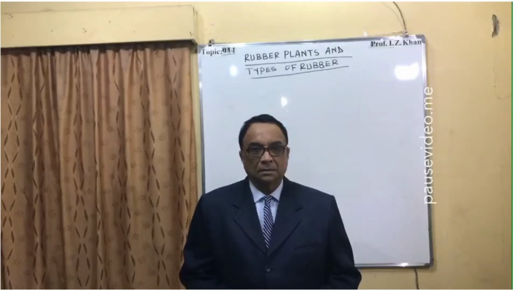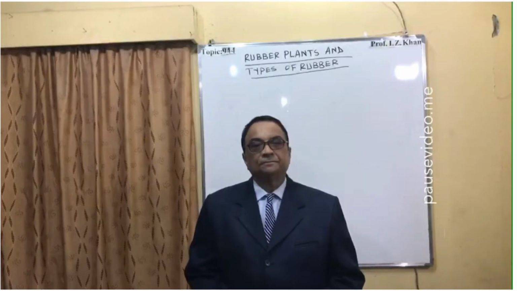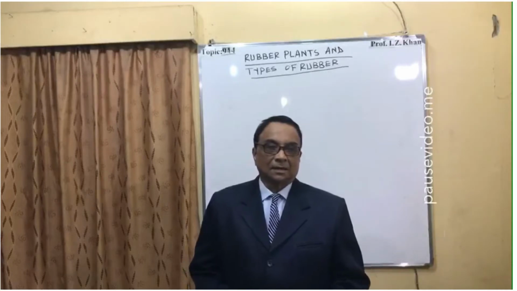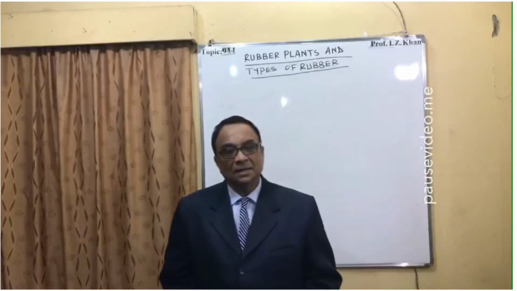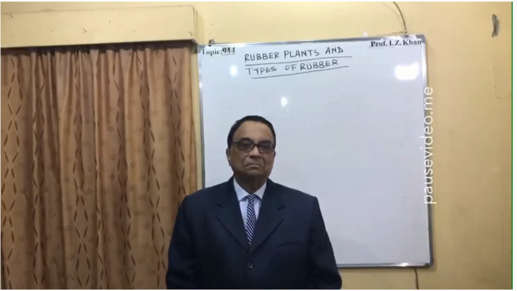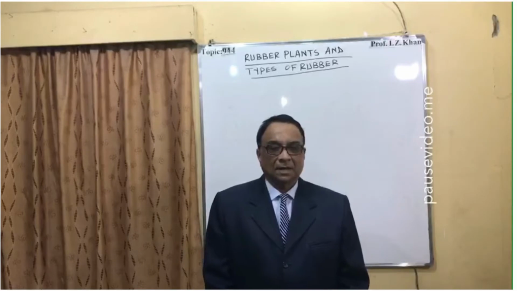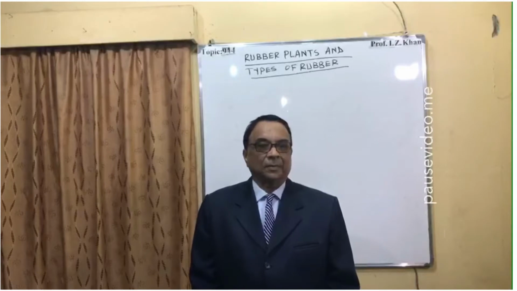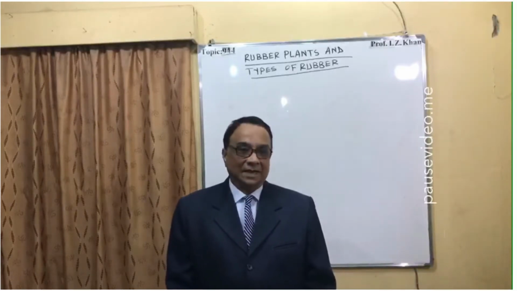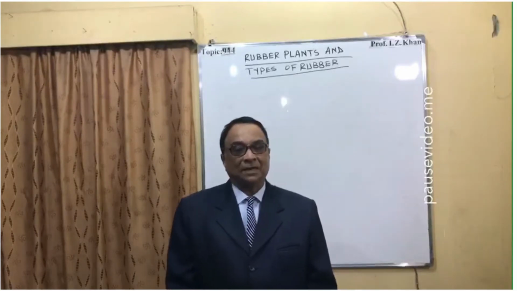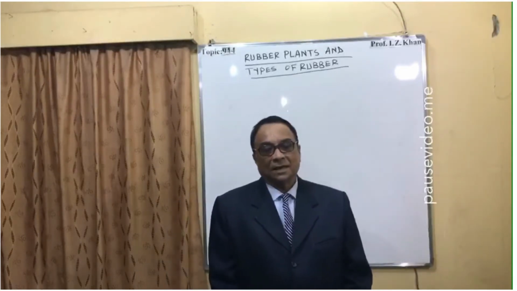Hello everyone, you are all welcome to lecture number 944, and today's topic is the rubber plants and the types of rubber. There are hundreds of rubber plants, and strictly speaking 500 rubber plants are identified from which they can extract the milky white liquid, that is latex.